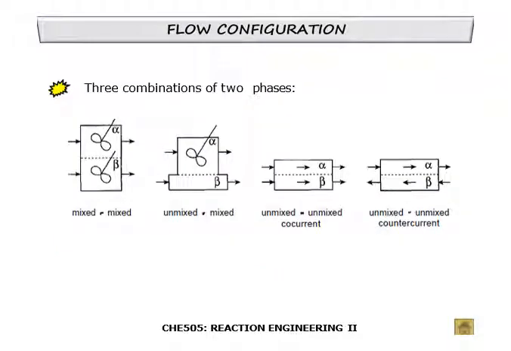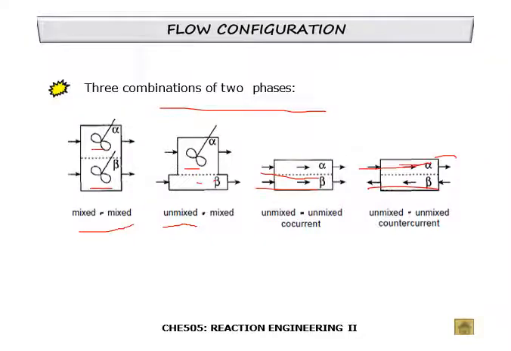So this slide is introducing the flow configuration of phases. It can be mixed, and mixed means that if this is a reactor, there are two phases here, and maybe there is mixing in the alpha phase and the beta phase. And there could be a configuration where there is no mixing in beta, but mixing in alpha. And then there is no mixing in alpha or beta, but the flow is co-current. And there is no mixing in alpha and beta, but the flow is countercurrent.